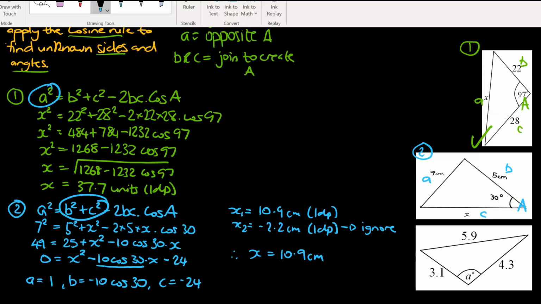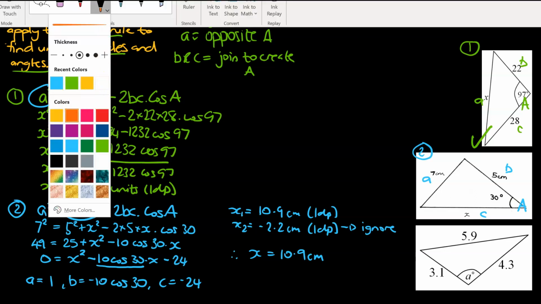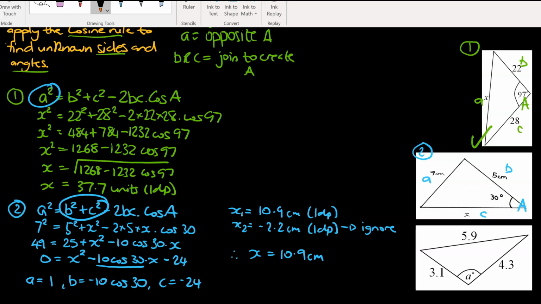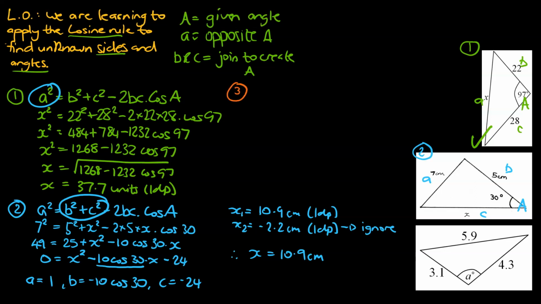We're now going to move on to our final question. So I'm going to change pen color. We'll go with orange. Question 3. So this time around, we are calculating an internal angle, nothing to do with the sides, and we've got all three of them given to us.